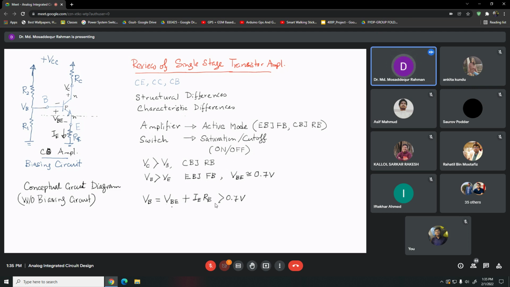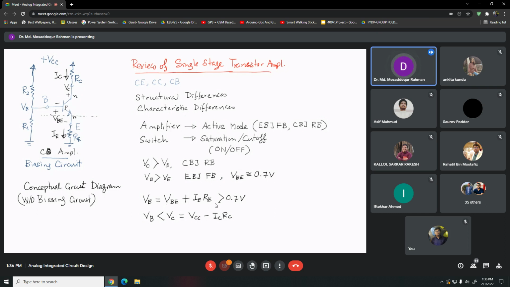And another thing, this total voltage, VB, has to be less than VC, right? So that junction is reverse biased. And what is VC? If a current IC is flowing here, VC will be your VCC minus ICRC. So this voltage has to be less than this voltage. So, designing the biasing circuit, right?